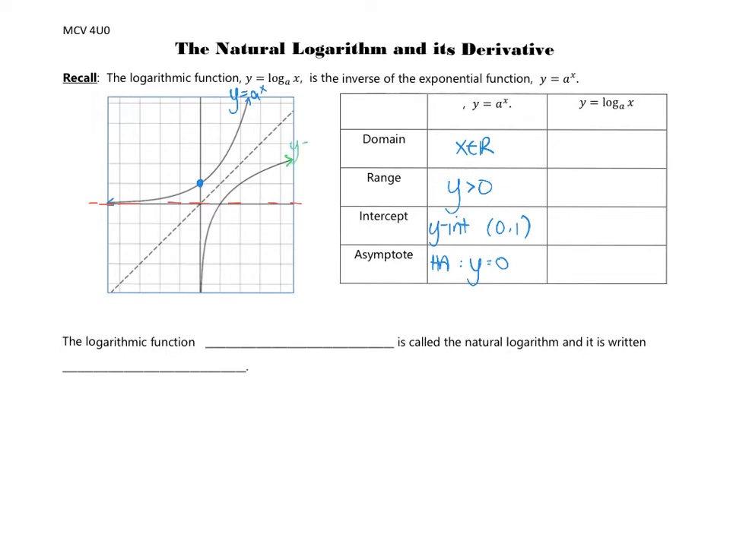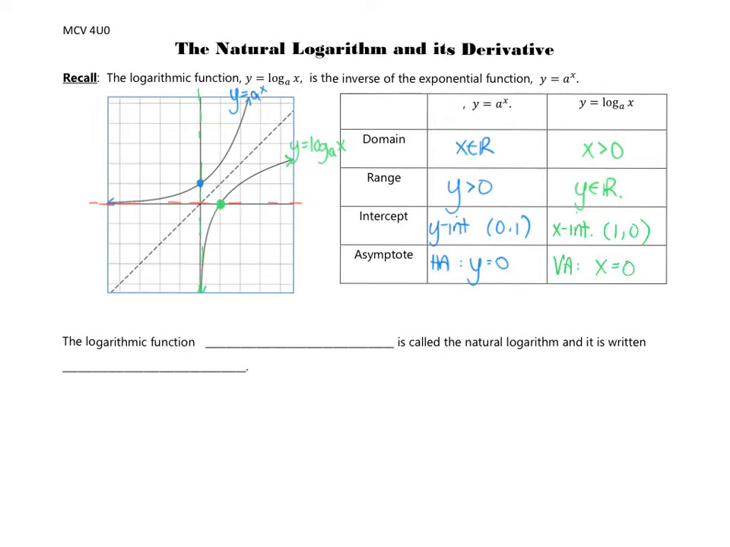So this is our logarithmic function, log subscript a, that's our base, of x. Remember it had sort of the opposite properties. Its domain was just x is greater than 0, yet its range was all real numbers. Instead of having a y-intercept, it has an x-intercept at (1, 0). And instead of having a horizontal asymptote, it of course has a vertical asymptote at x equals 0.